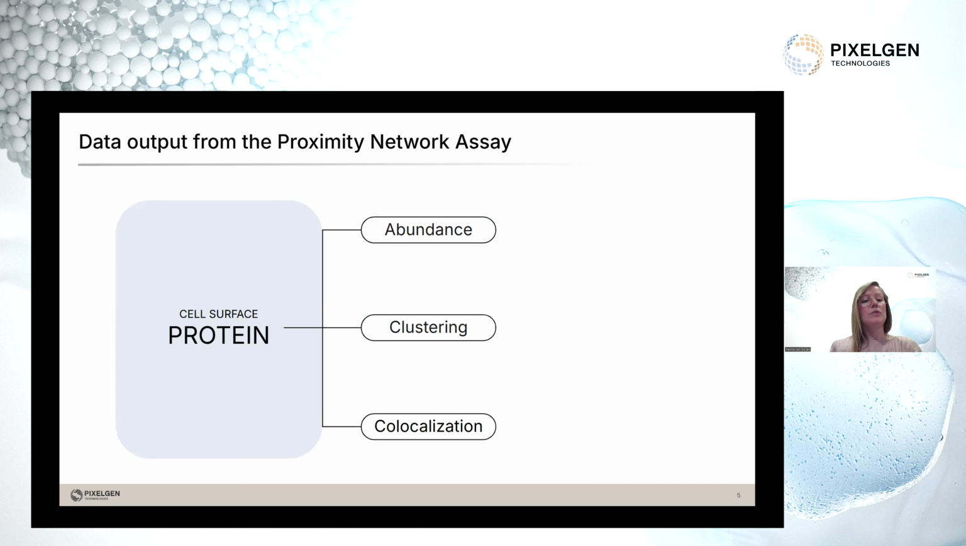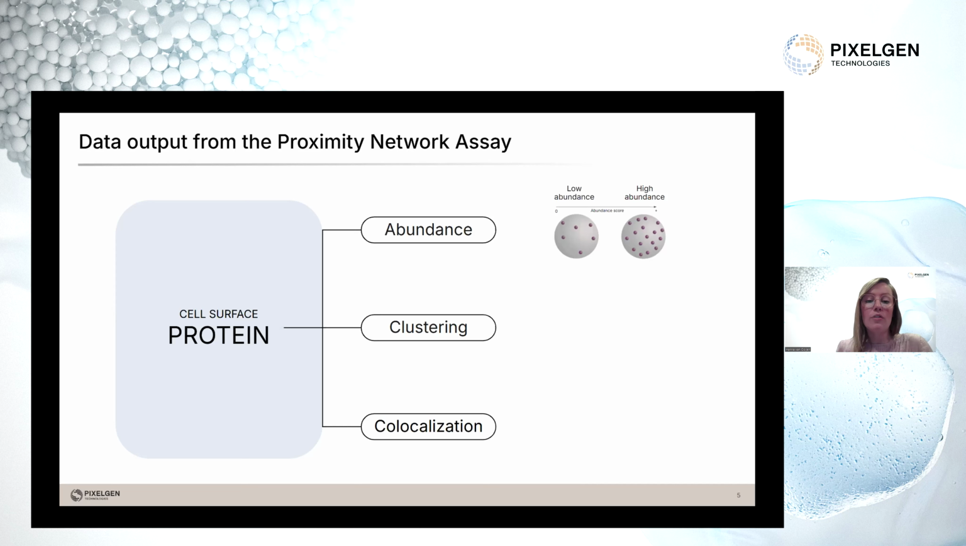When it comes to the data that you get out of one of these experiments, you can generally divide it into 3 different parts. Since this is a single-cell method, you can still look at single-cell protein abundance, so how much of a particular protein is expressed. This is measured on a single-cell level for every single marker on every single cell. So you really get a lot of information, since you have 155 markers in this panel.